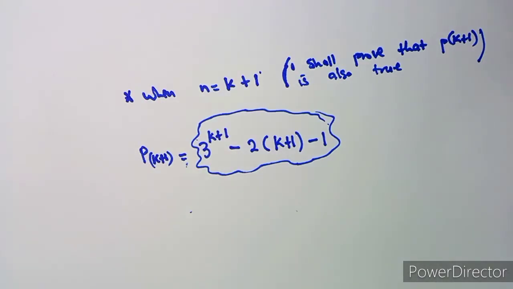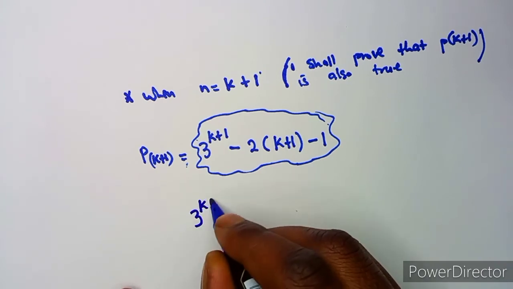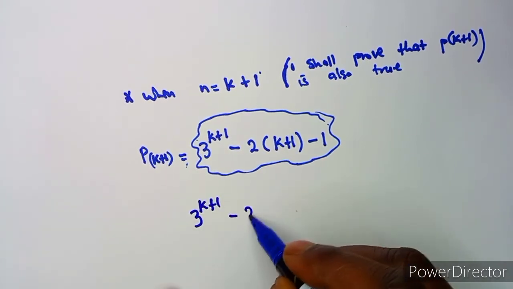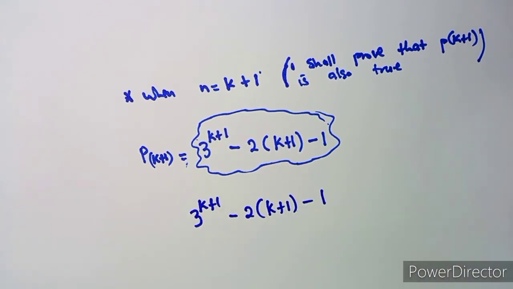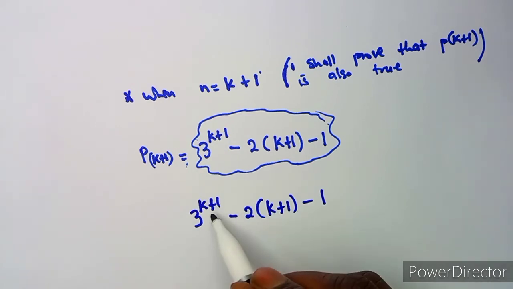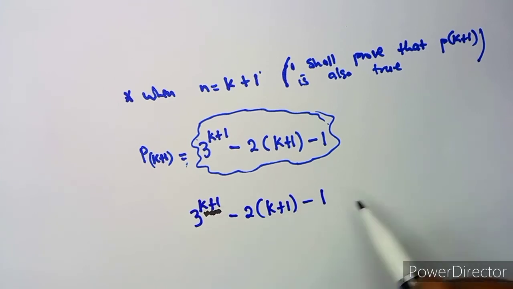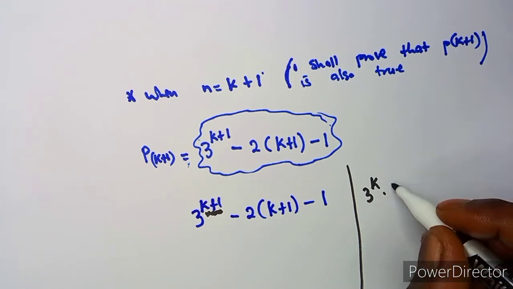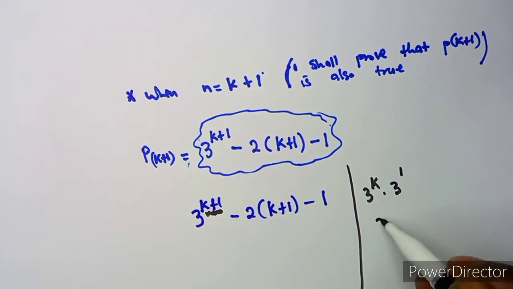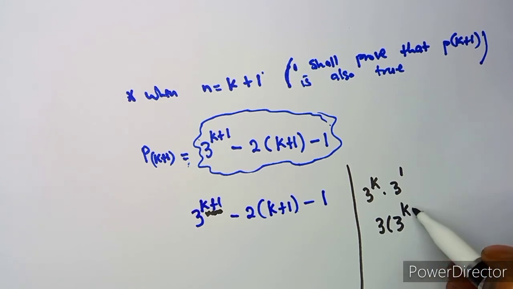So what am I going to do? Let us start by having the statement down, like I said. We are going to have this as 3 to the exponent of k plus 1 minus 2 into k plus 1 minus 1. Let's separate here, because we can see that the 3 to the exponent of k plus 1 is being affected by a term that we are adding. From your laws of exponents, this is the same as 3 to the exponent of k times 3 to the exponent of 1, which is 3 times 3 to the exponent of k. It's just one and the same thing.